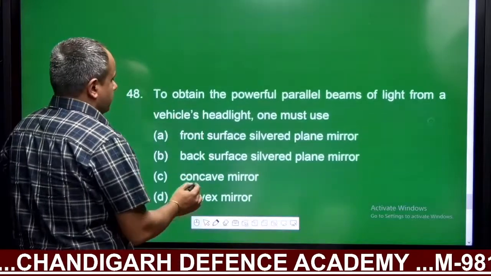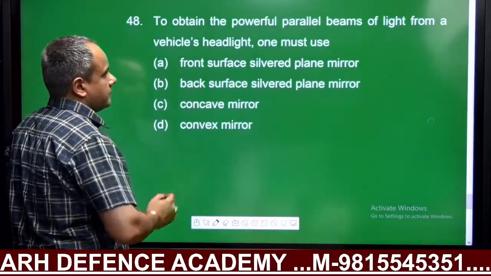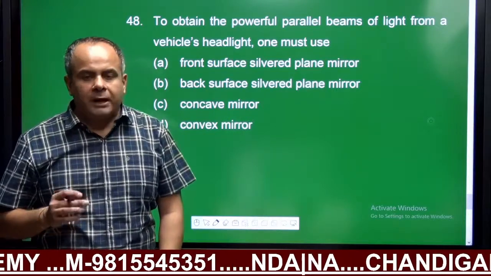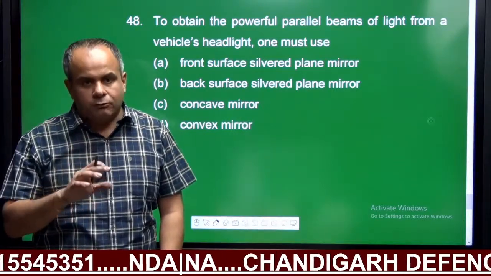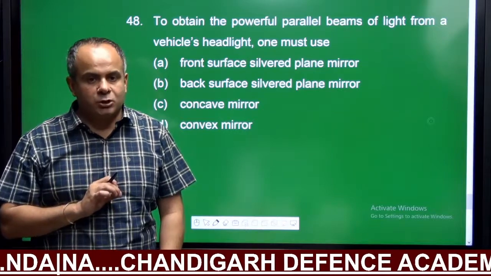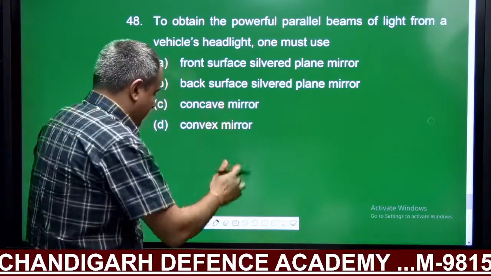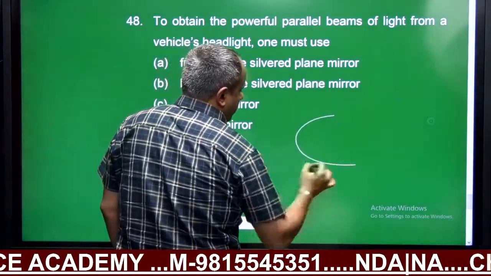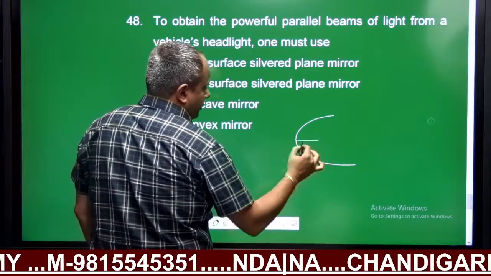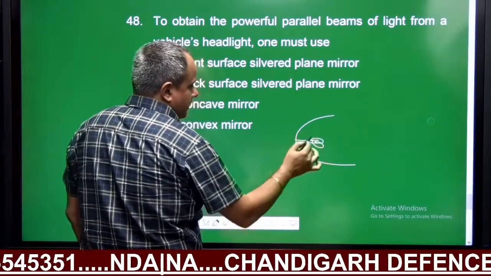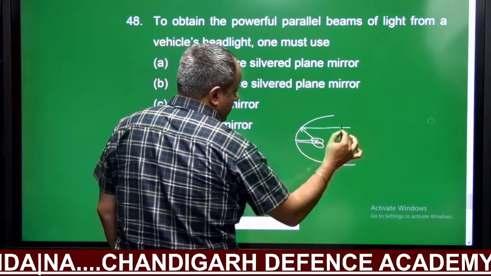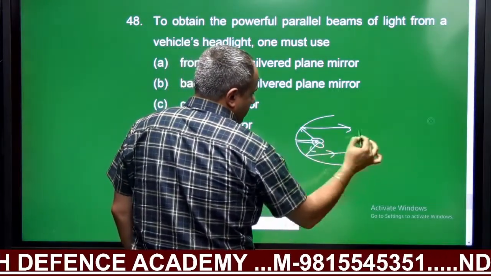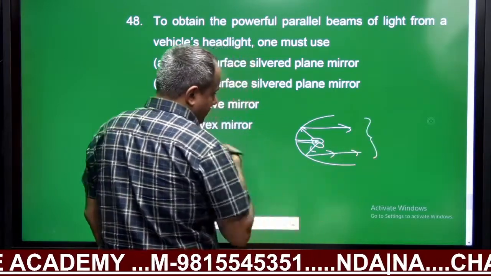Question number 48. Try to answer this. To obtain the powerful parallel beams of light from a vehicle's headlight, one must use. ये मैंने diagram last time भी बनाया था, जब हमने कल मिले थे. Headlight. Do you remember the headlight of the car? I told you there is one lamp at the center, and then rays of light are going out of this like this. तो यहाँ पे parallel rays of light निकल रही हैं बाहर से. This is a beam of light.